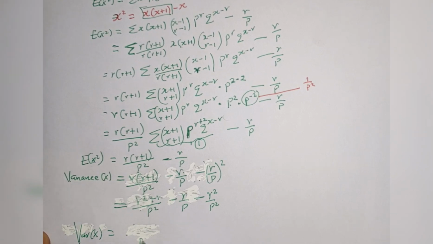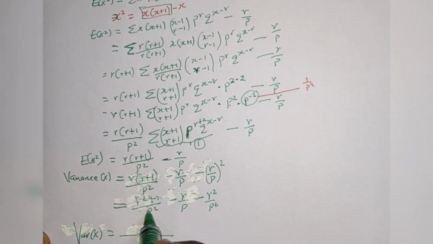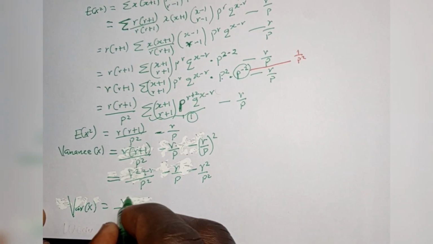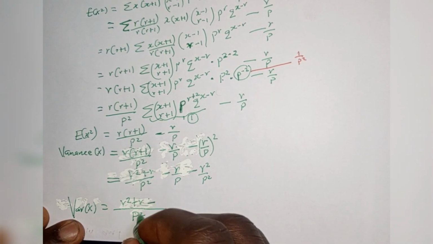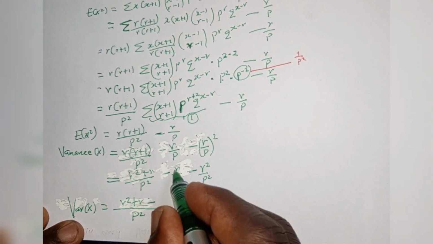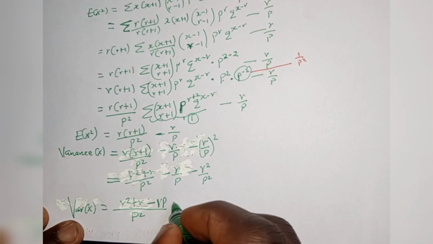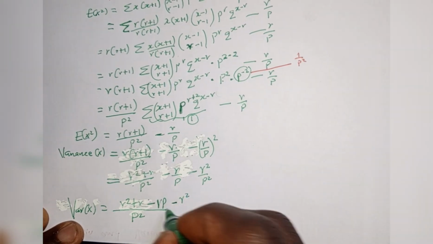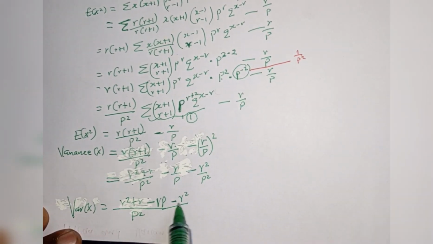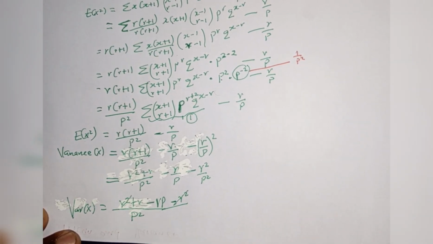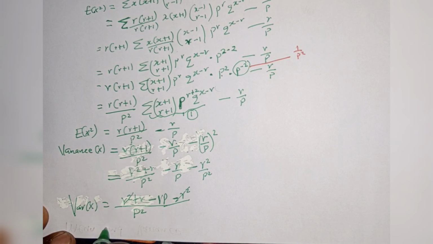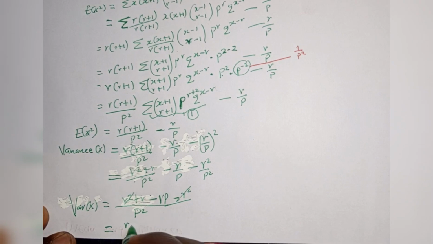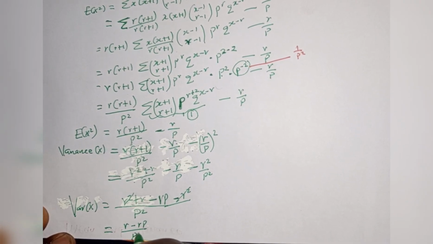So now the variance of x is the same as, when we take the LCM, p square. Then p square divided by p square is 1, then 1 multiplied by the whole of this gives us r square plus r. Then minus p square divided by p is p, then p multiplied by r gives us rp. Then minus p square divided by p square is 1, then 1 multiplied by r square is r square. We have positive r square here, negative r square here, so these cancel. What are we left with? We are left with r minus rp. So this is equal to r minus rp all over p square.